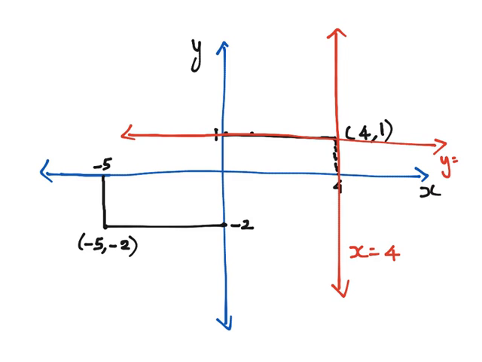y equal to 1. Okay, so x equal to 4, y equal to 1. Same way, if I draw a vertical line here, the equation of this line will be x equal to minus 5.